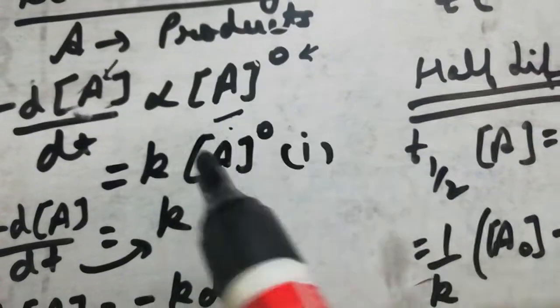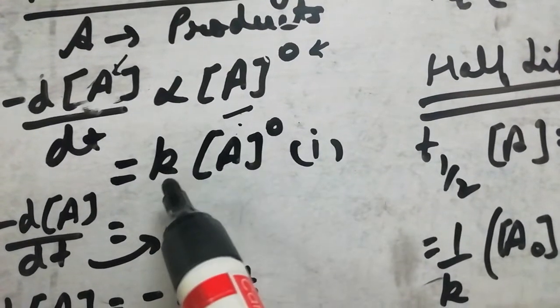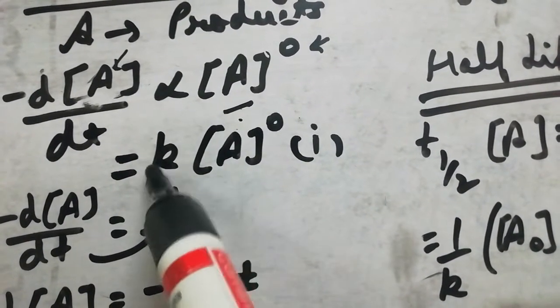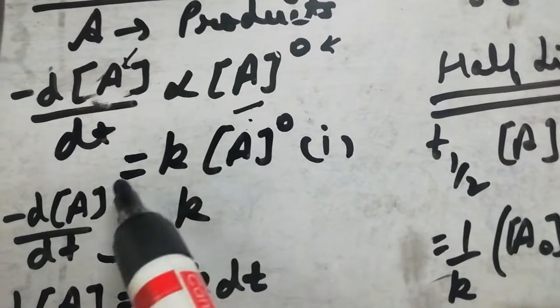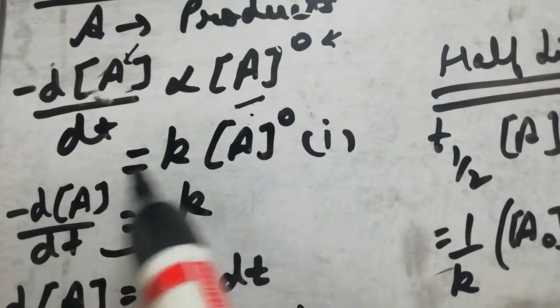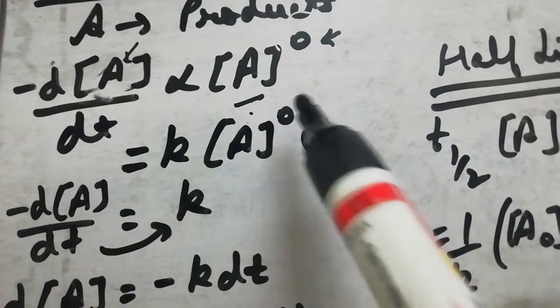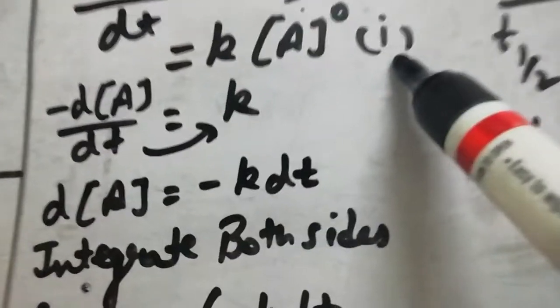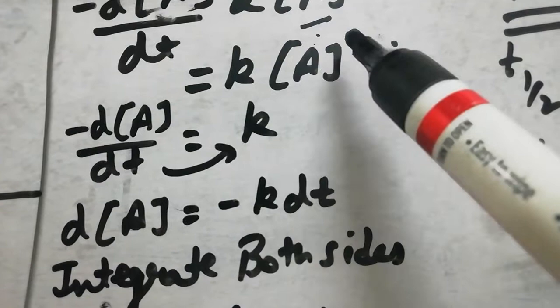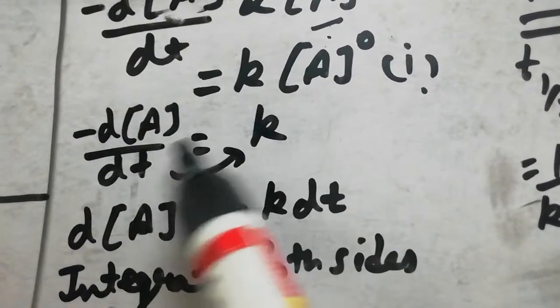concentration of reactants. So after removing this proportionality sign, we will use this rate constant, that is k, the proportionality constant. -dA/dt is equal to k into A raised to power 0. This is your equation number 1. So A raised to power 0 is 1. So we will get this equation.